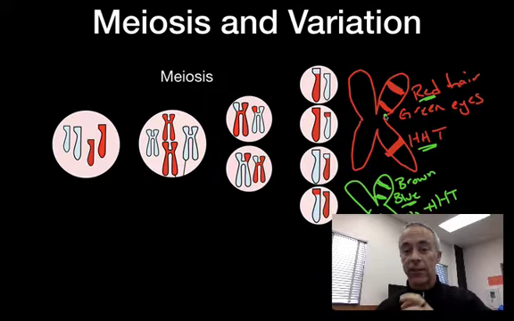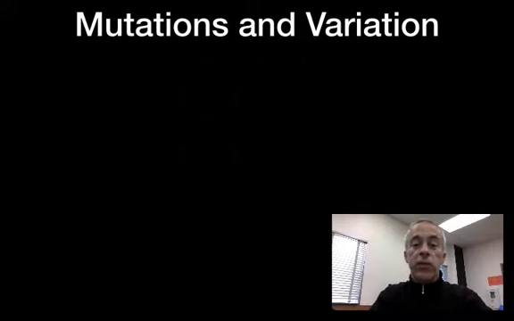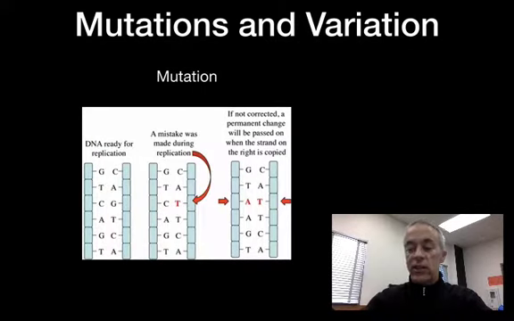And that's really important. It's not necessarily that this always produces new traits. Meiosis and gene shuffling produces new combinations of traits. Now, where we get new versions of traits comes from mutations. And so you may recall that a mutation is any change in the DNA.